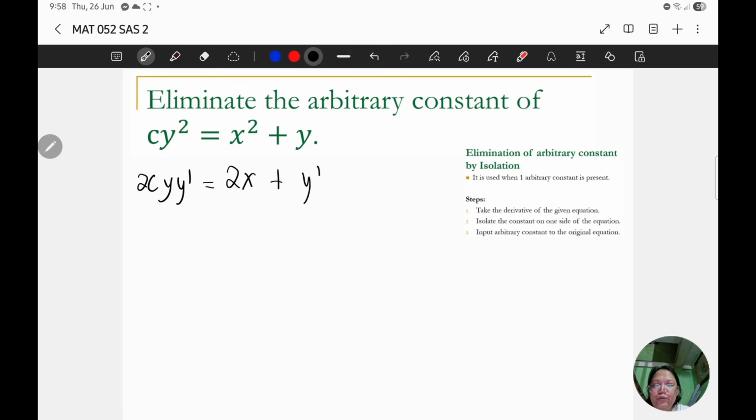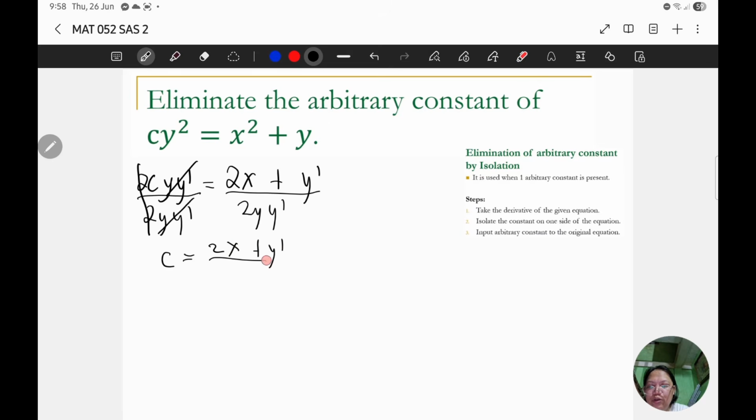Then, we isolate the arbitrary constant. So, we divide both sides by 2y y prime and the other side 2y y prime. So, 2 is cancelled out and y prime. So, only c is left on the left side. So, c is equal to 2x plus y prime over 2y y prime.